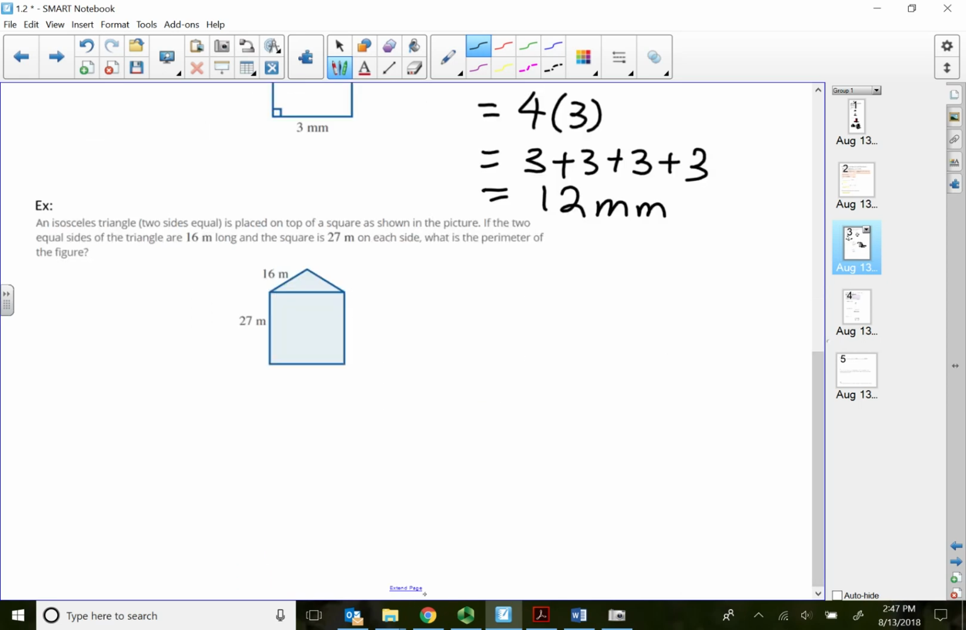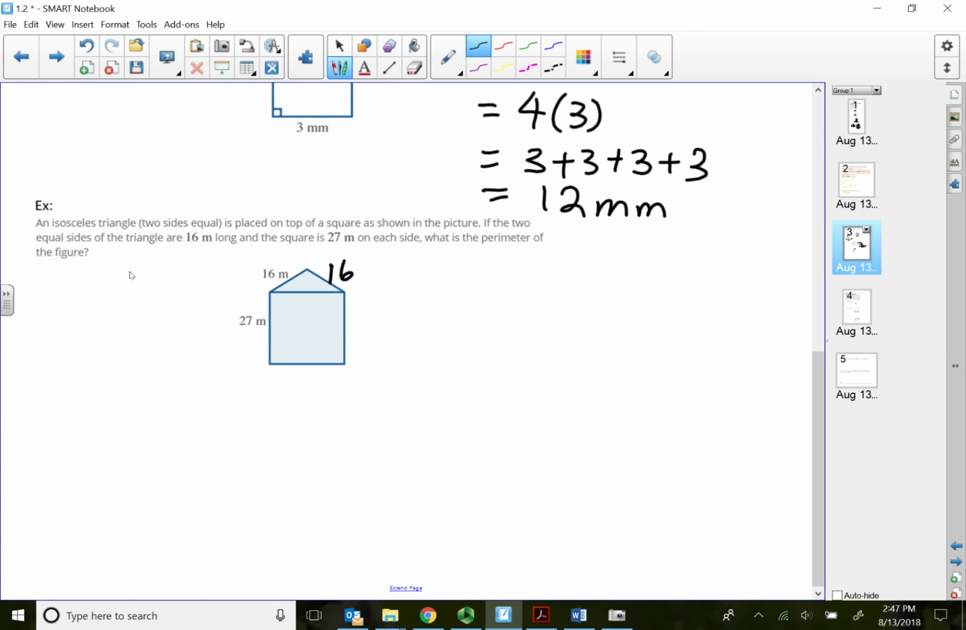All right, this is a very interesting problem. An isosceles triangle where the two sides are equal is placed on top of a square down here, okay? If the two equal sides of the triangle are 16, so this left side and the right side are 16, and the square is 27 meters on each side, what is the perimeter of the figure?